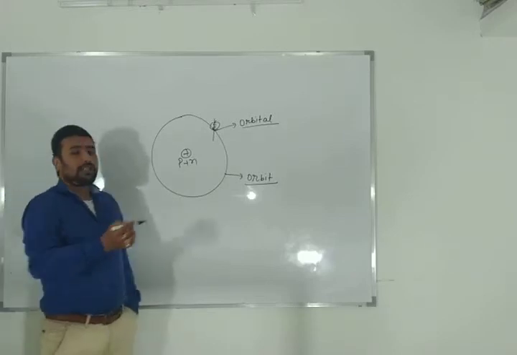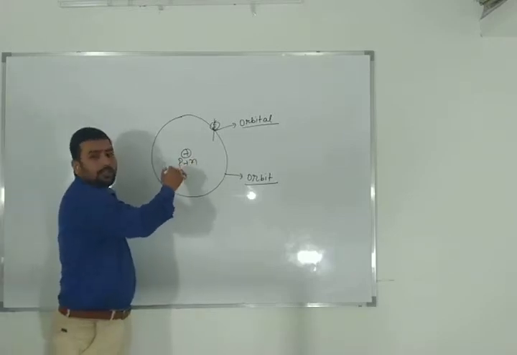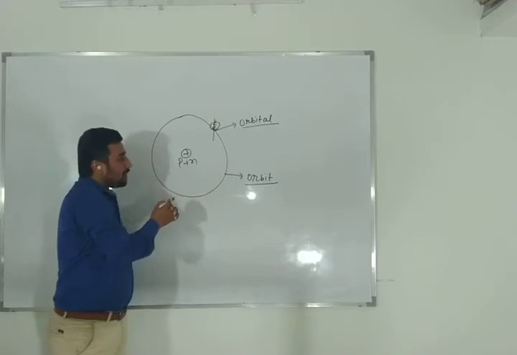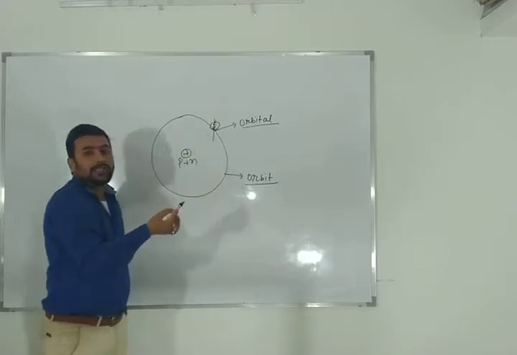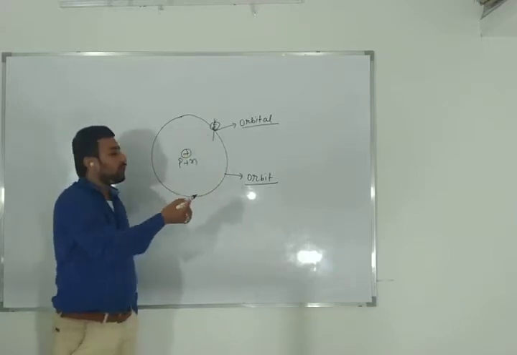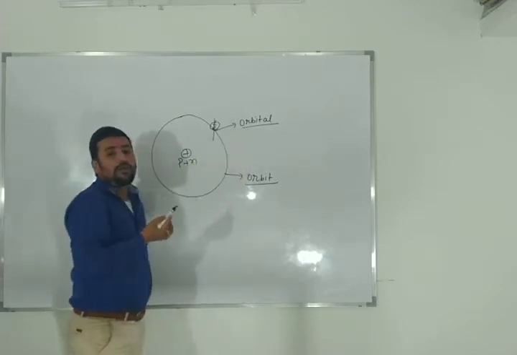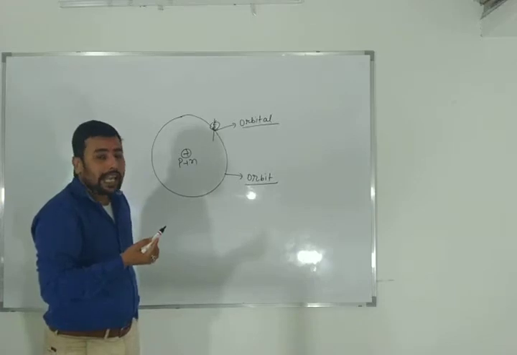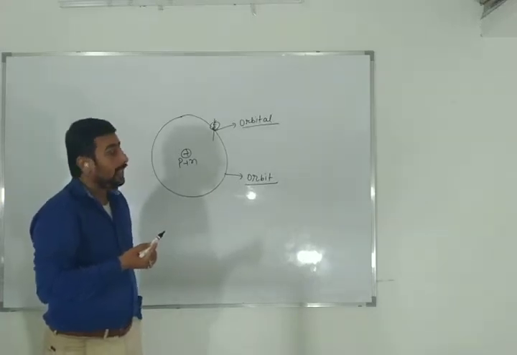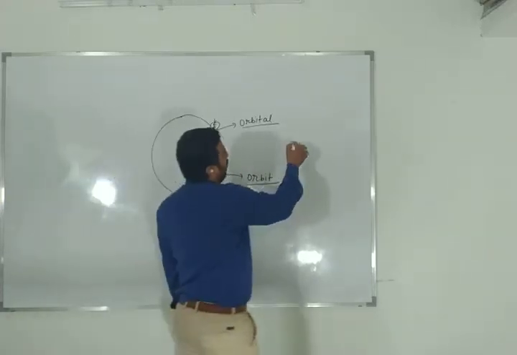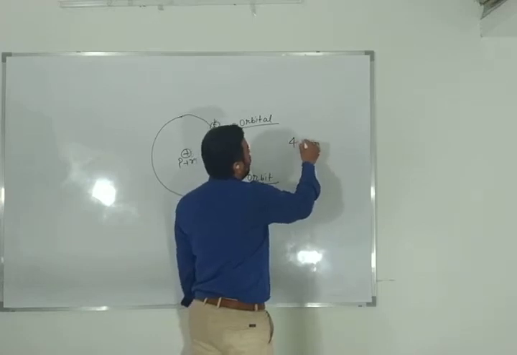So what have you understood? In the nucleus, protons and neutrons are present. The path around the nucleus where the electron moves is called an orbit, and the maximum probability of finding an electron in an orbit is called an orbital. Right? There are 4 types of orbitals. How many types? 4 types of orbitals.